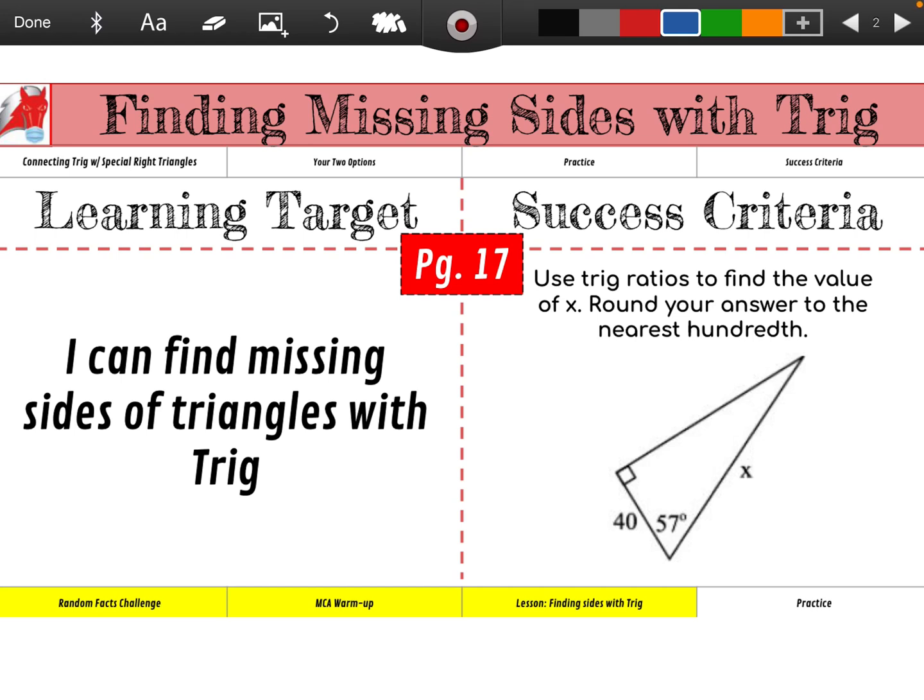All right, geometry friends, we are on missing sides with trig. We're actually going to apply. We're not just finding ratios anymore. So, big things you need. Obviously, packet, page 17. If you don't have it, pause the video.